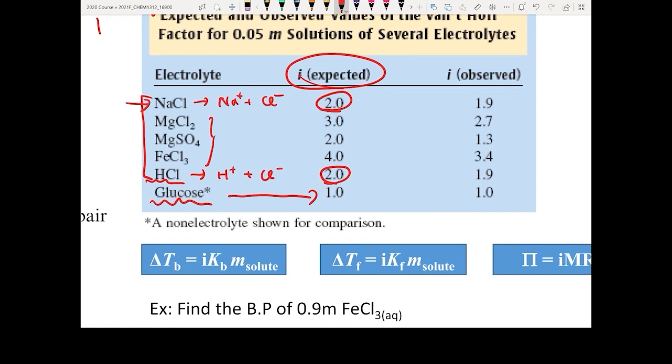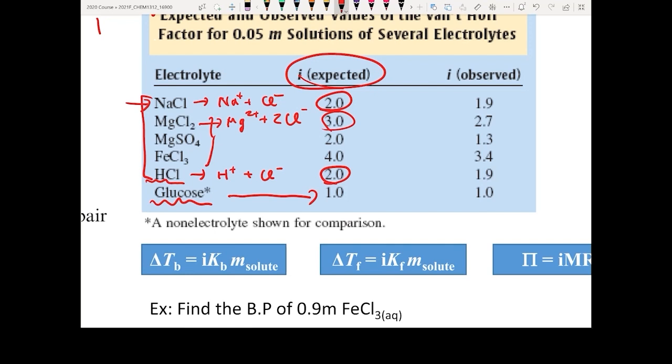MgCl2 is also a salt. So once it dissolves, what are you going to get? Mg2+, good, and then plus 2 Cl-. How many charged species have you generated? 3, right? So the Van Hoff factor is 3. I will leave the remaining for you to practice.